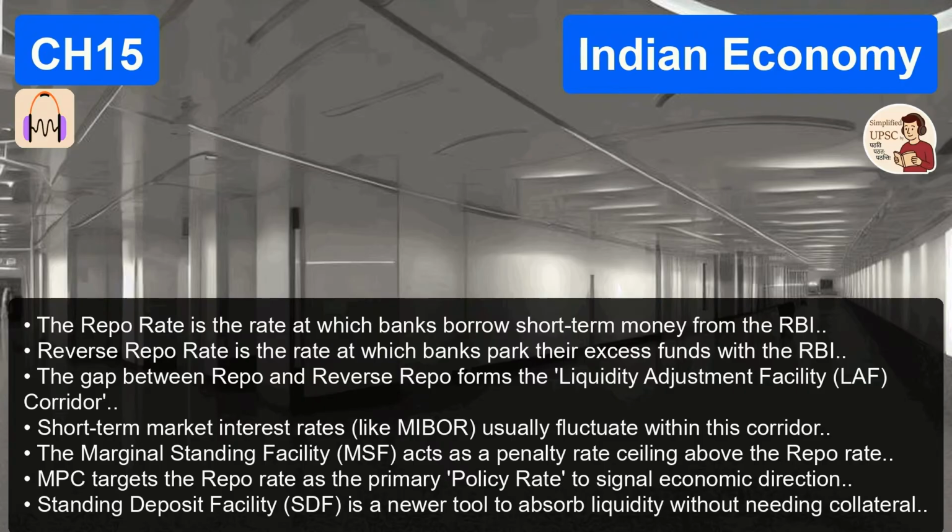Next is SLR, statutory liquidity ratio. This is similar in concept, but the money stays with the bank itself. The bank must keep a certain percentage of its deposits in safe, highly liquid assets, like cash, gold, or unencumbered government securities. So this acts as a solvency buffer. If depositors come rushing back in a panic, the bank has these safe assets to sell quickly and give people their money back.